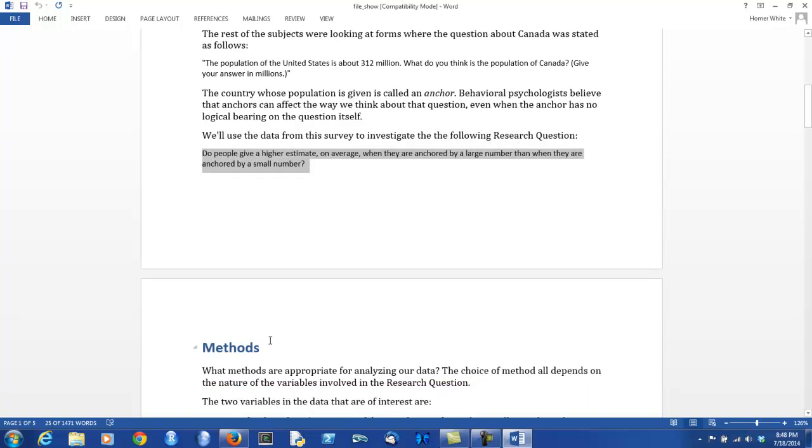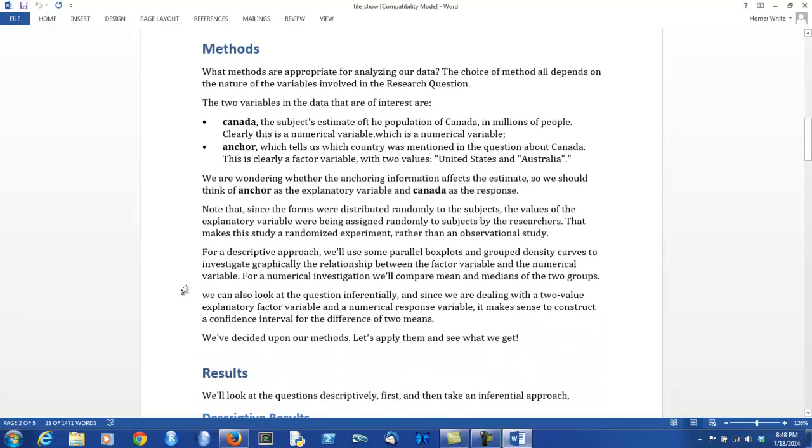Okay, so the introduction has oriented people to the basic research question and the data that was collected to analyze it. So we're ready for methods. This time we're going to need to decide on inferential methods as well as descriptive methods, but the procedure always begins the same way. We identify the variables that are of interest in our research question, and we classify them, see whether they're factor variables or numerical variables, decide which one might be explanatory and which one is response, if that's appropriate for our research question.